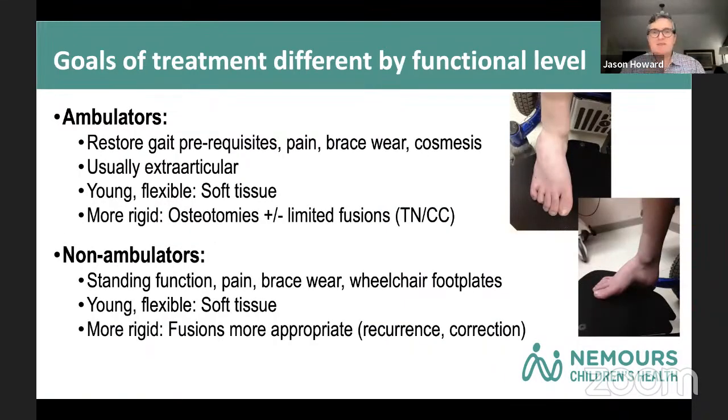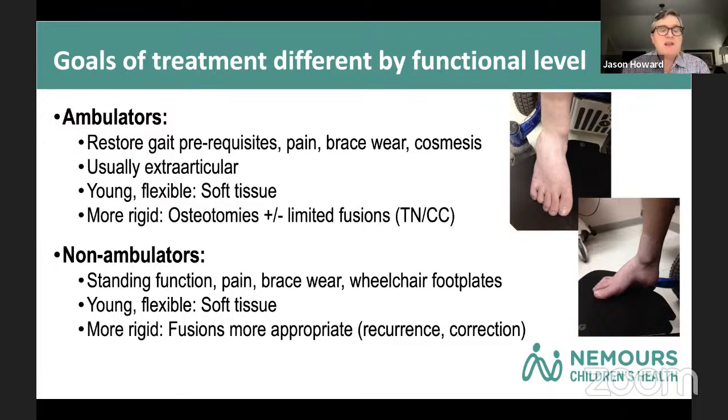So what are our goals of treatment then? They're different by functional level, whether it's CP or any other neuromuscular condition. For ambulators, you want to restore those gait prerequisites, relieve pain, facilitate brace wear for those kids that need it, and improve the cosmetic aspects of their foot, the psychological aspects of being a teenager. Usually you're doing extra-articular type surgery in ambulators, although in more rigid deformities you often need osteotomies and fusion, whereas in young kids who are flexible, you can do soft tissue procedures.